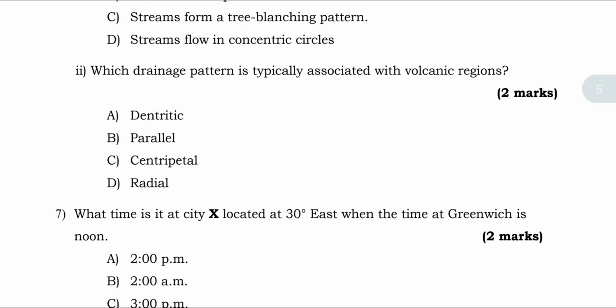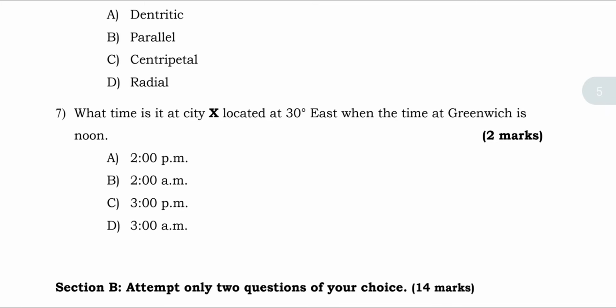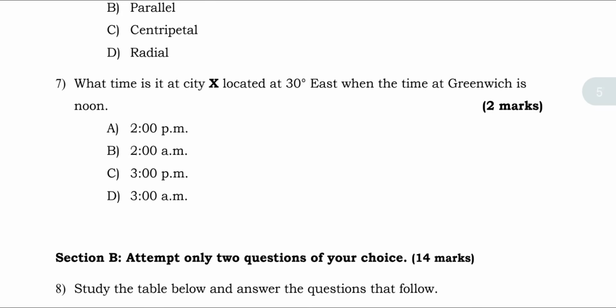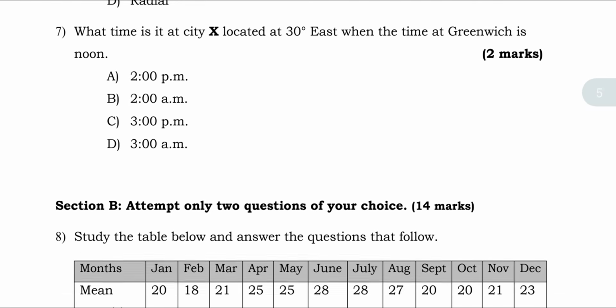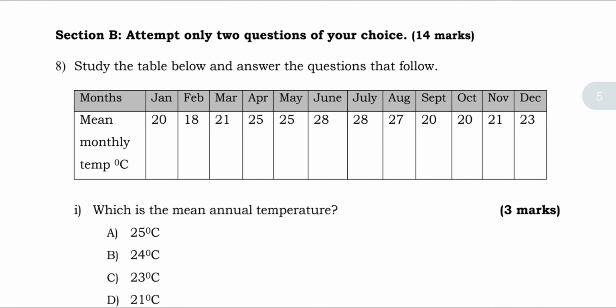And question 7, what time is it at a place located at 30 degrees east when the time at Greenwich is known? We have 4 options, you have to choose the correct answer: 2 p.m., 2 a.m., 3 p.m., and 3 a.m. Section B, you have to attempt only 2 questions of your choice, 14 marks.